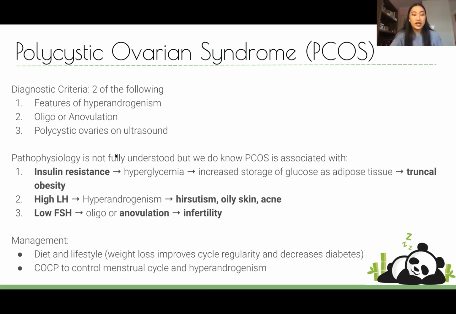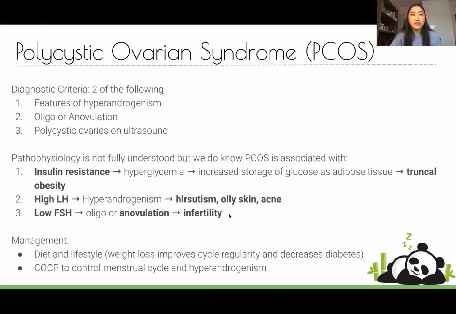The classic features fall into this triad of insulin resistance, which causes truncal obesity; high LH, causing your features of high testosterone, so hirsutism, oily skin, acne; and then low FSH, and that's what causes your oligo or anovulation and infertility as a consequence.